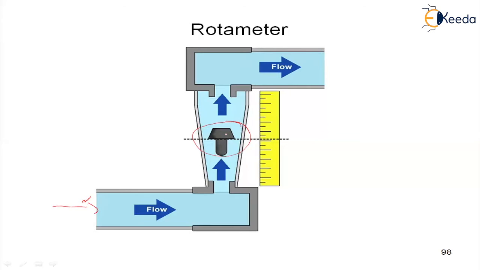Usually the float has a density greater than the flowing material, so the buoyancy effect alone is not sufficient to lift the float, my dear students. That is the reason the float passage remains closed until the pressure of the flowing material plus the fluid buoyancy effect exceeds the downward pressure due to the weight of the float. This is because of that particular concept only.